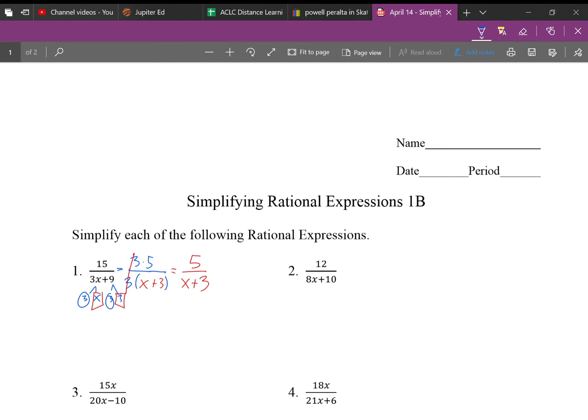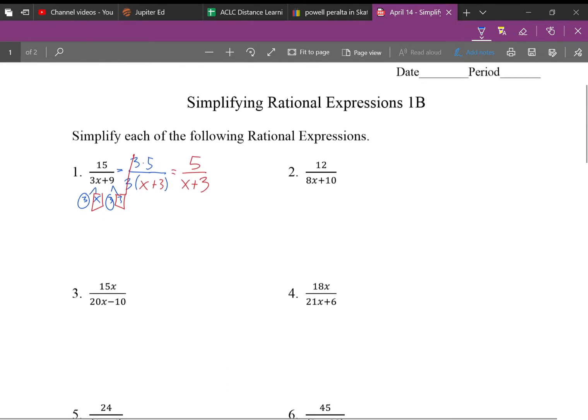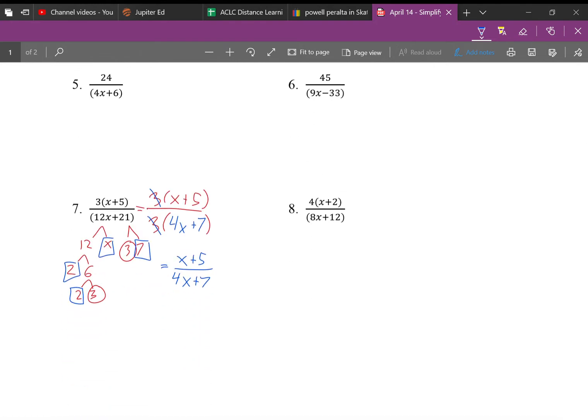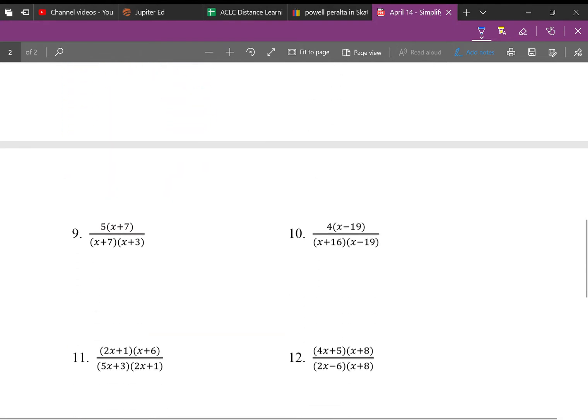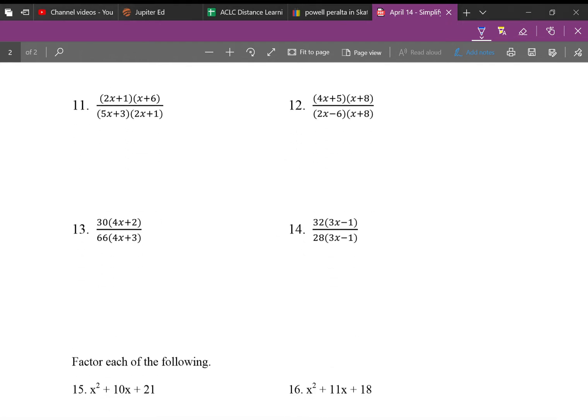Good morning. So I'm still on Simplifying Rational Expressions 1b, and I'm going to move on to the second page. Hopefully you've already watched the videos for number 1 and number 7, which have been posted already. If I look down at 9, 10, 11, and 12, there's nothing to factor there. But if I go down to 13 and 14, there's some stuff I can do.